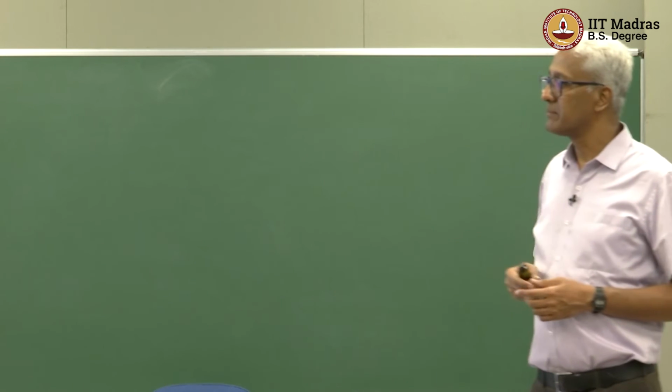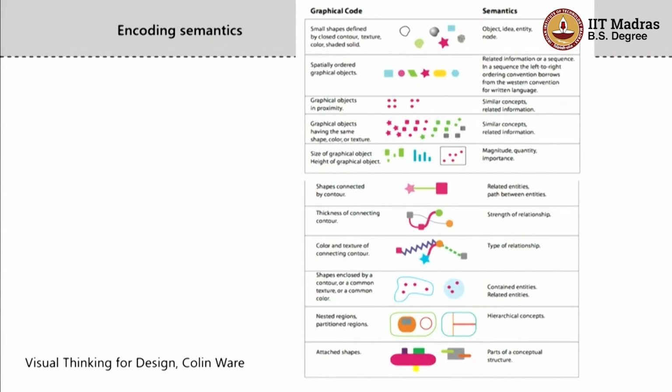Okay, so there are some encoding semantics. The visual encoding means something, and this is from this book called Visual Thinking for Design by Colin Ware. He says that intuitively we understand these symbolic representations as meaning this. Okay, so you have these small shapes defined by closed contour, texture or color or shaded. We think of them as objects, ideas, entities or nodes.